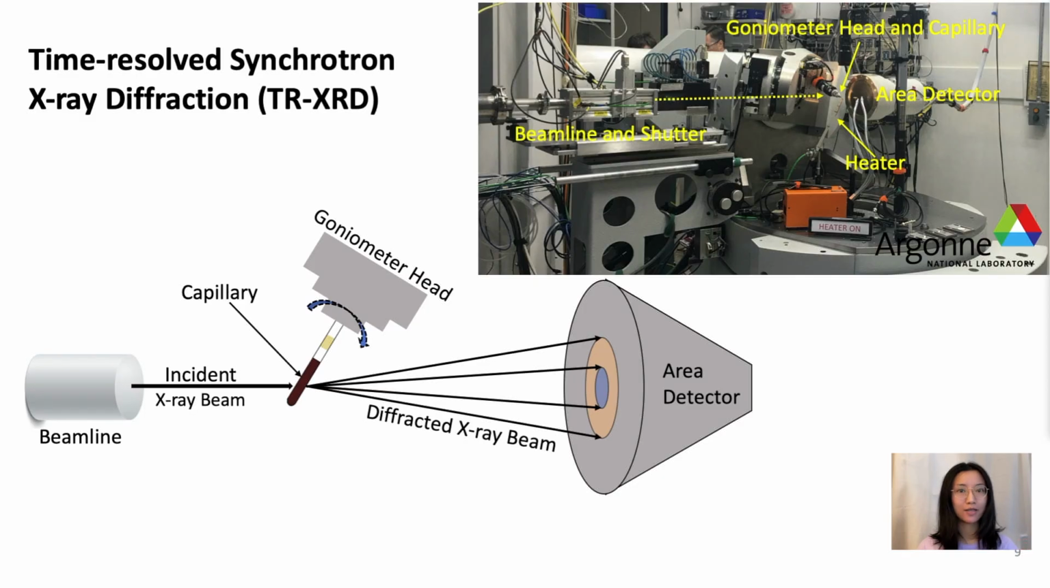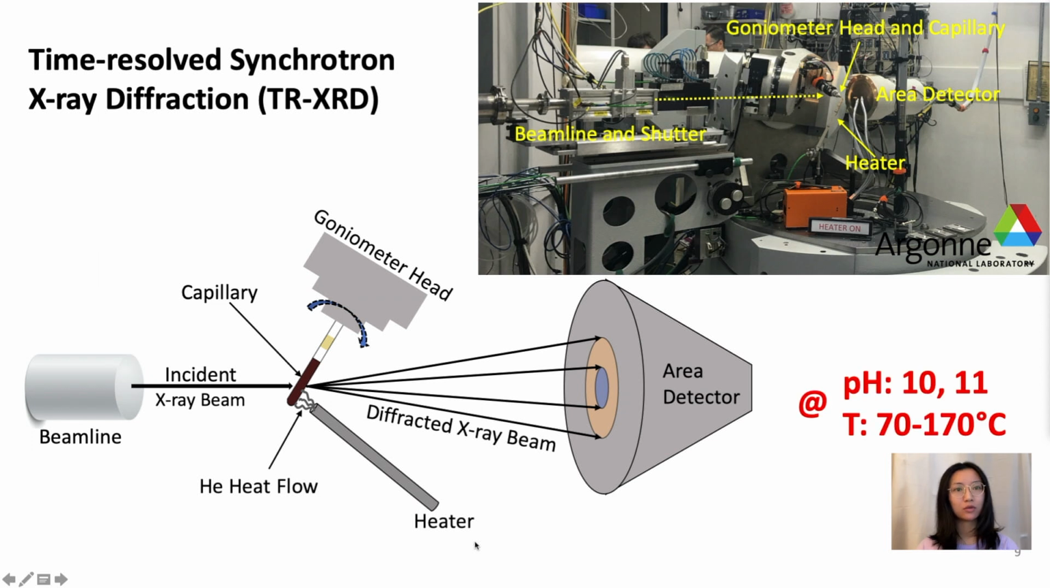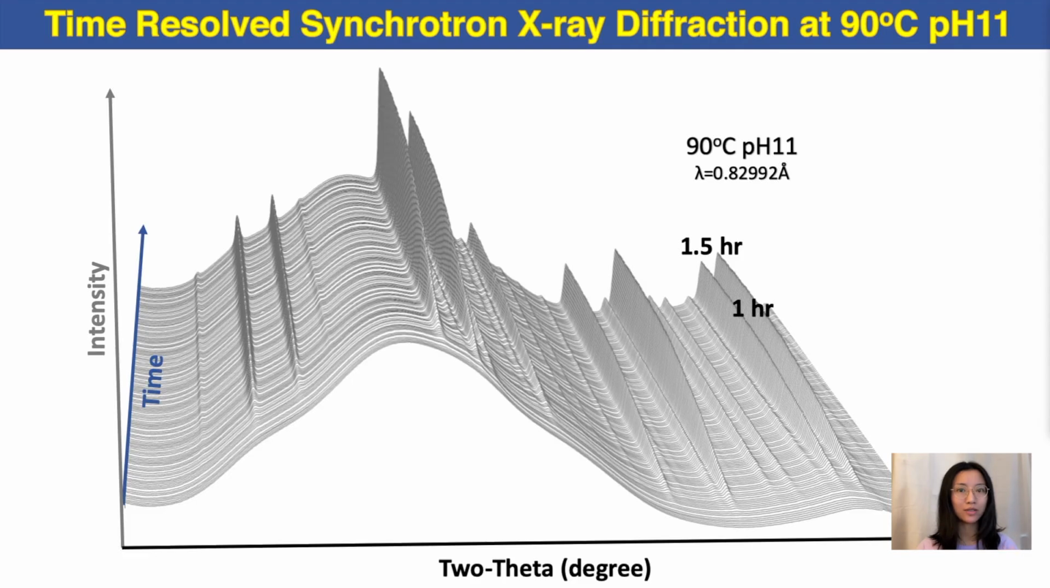As iron oxide crystallized within the capillary, the X-rays diffracted from the precipitates. The diffracted X-ray beams were collected by an area detector every 30 seconds. There's a heater below the capillary to control the temperature. We covered a broad range of pH and temperature. This is a typical example of our time-resolved X-ray diffraction pattern at 90 degrees C and pH 11.